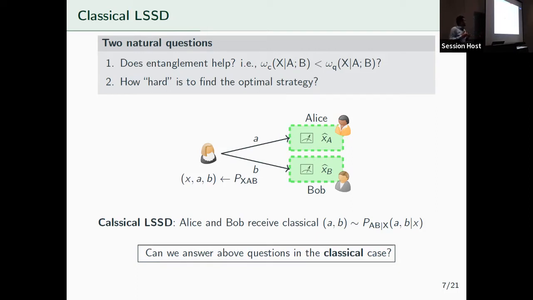To answer this question, we considered a special case of this problem where everything is classical. It is easier to study this problem. Here, the referee samples three random variables X, A, and B according to some distribution. It sends A to Alice, B to Bob, and Alice and Bob want to find the value of X.